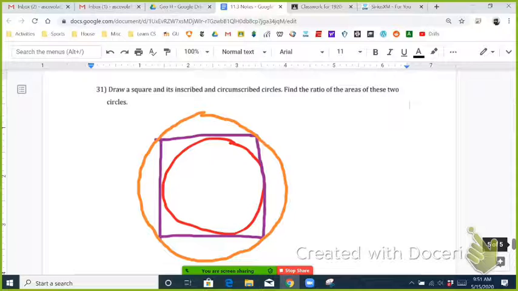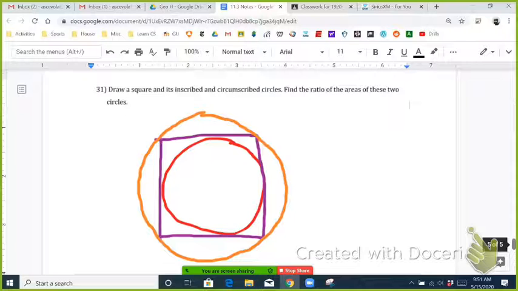Anyway, draw a square and its inscribed and circumscribed circles. So we did that. The purple square has an inscribed red circle and a circumscribed orange circle. Find the ratio of the areas of the two circles.